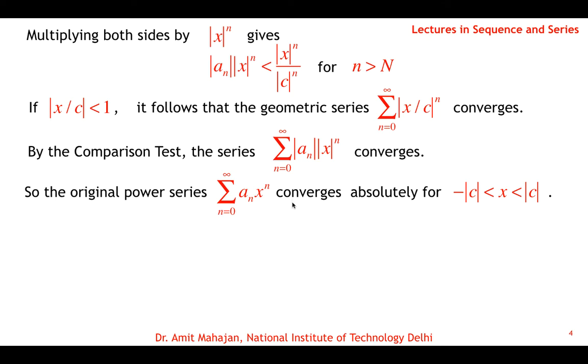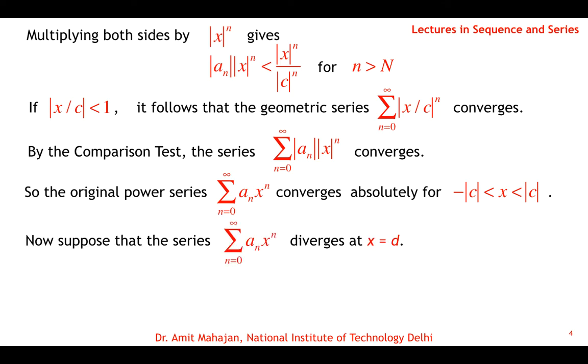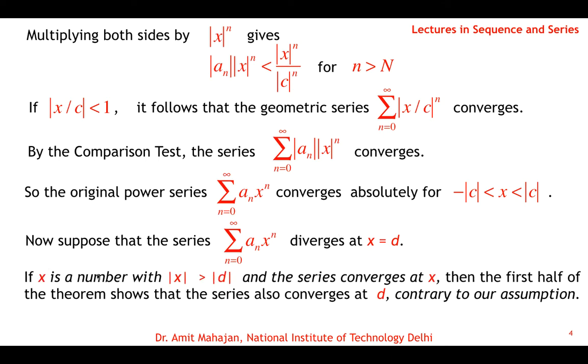The second part says that if the series is divergent at some point d, then it diverges for all x such that modulus of x is greater than modulus of d. So we'll prove that part now. Suppose that the series a n x power n diverges at the point x equal to d. We'll prove that it diverges for all x such that the absolute value of x is greater than the absolute value of d. So let x be a number with this condition, and also assume that the series converges at this x.